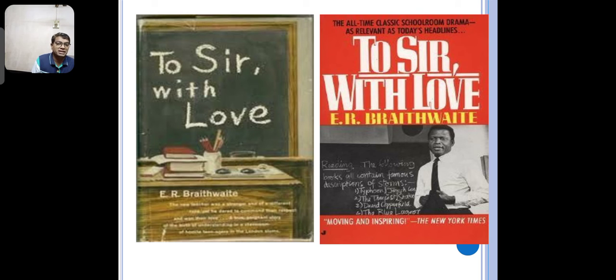E.R. Braithwaite is the novelist of this novel. By looking at the image of the cover page, you get a basic idea that this particular novel deals with education. Yes, definitely, this novel is about education.